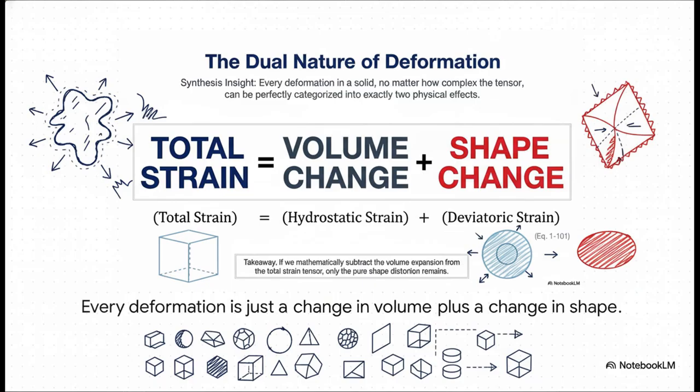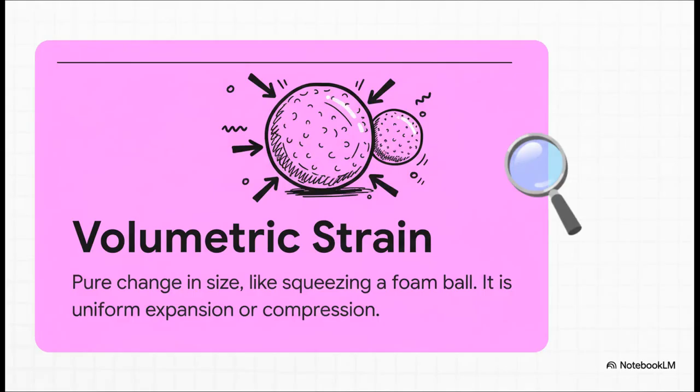No matter how you twist, bend, stretch, or crush an object, no matter how complicated it seems, the deformation can always be broken down into just two simple things: a change in its volume and a change in its shape. That's it. That's the whole story. The total strain is just the sum of the volume change and the shape change. Incredible, right? So let's break that down.